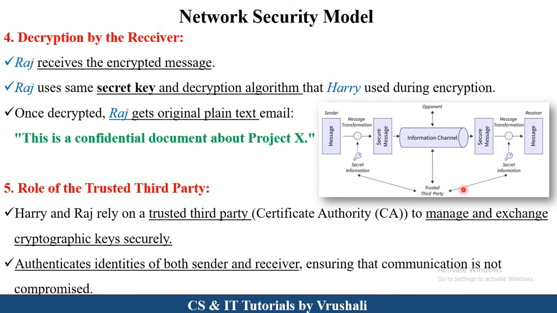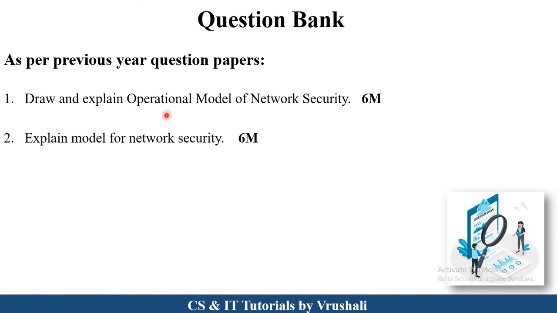Now, there are different trusted third parties. These trusted third parties provide the certificate authority. They manage and exchange secured keys and different encryption and decryption techniques. These trusted third parties also identify that this is a real sender and this is a real receiver. They manage proper, accurate communication between the sender and the receiver. Clear? So this is the working of the network security model.